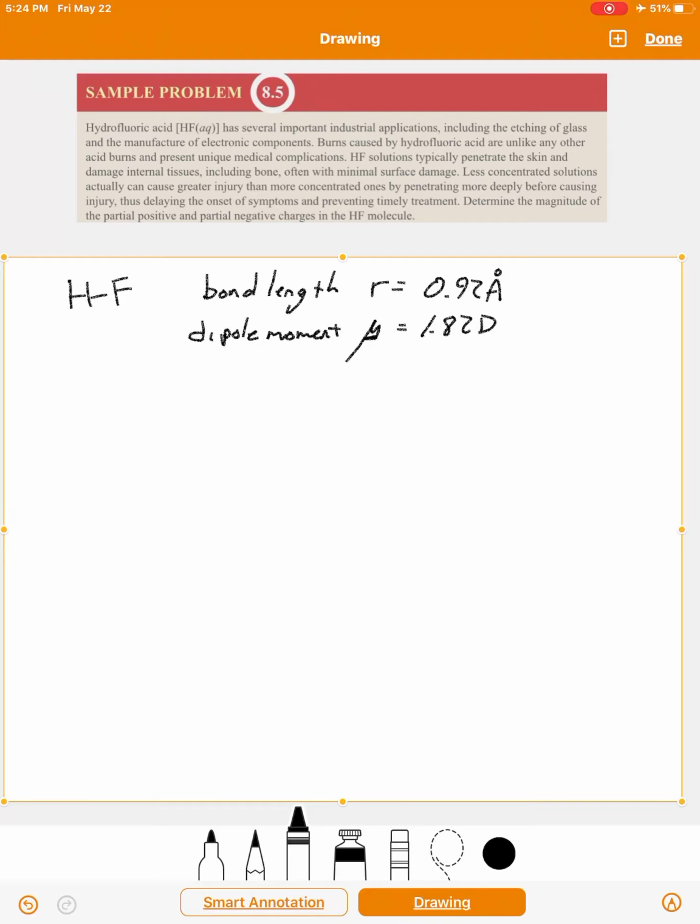So here's the logic. The dipole moment tells us the charge on each atom times the bond length. So we're going to use the bond length and the dipole moment to find the charge. Once we get the charge, then that's our answer. The only issue here is there's some dimensional analysis to do. We just have to change units. But the dipole moment is equal to the charge on the atom times the bond length. Okay? The dipole moment and the bond length are both vectors.